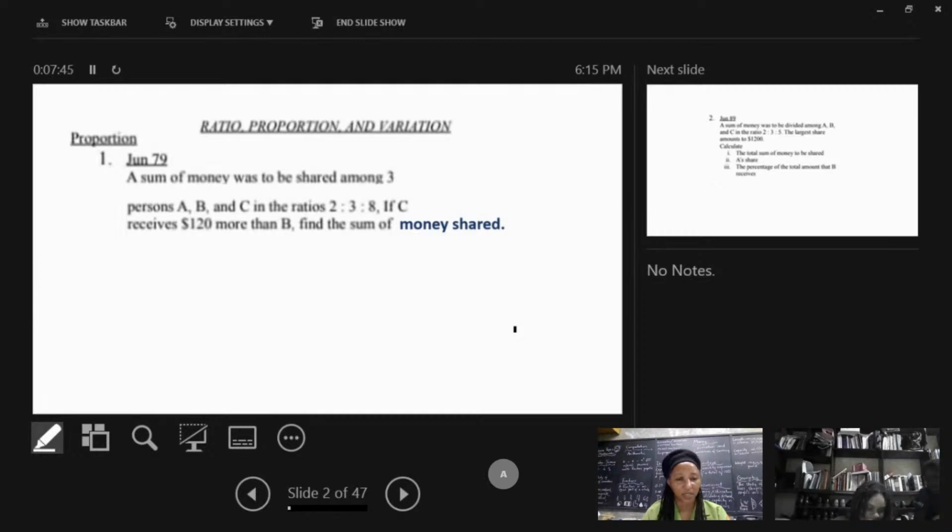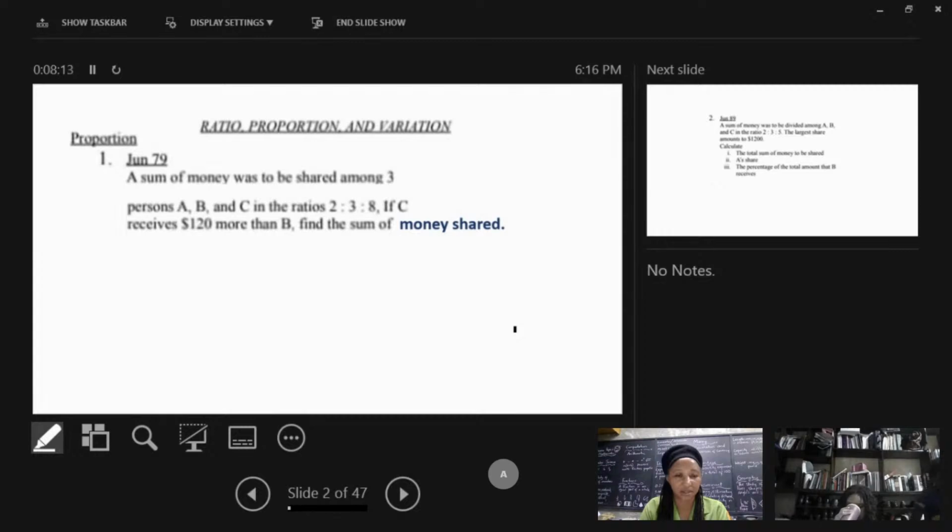3 divided by 120. That is if B got 120. If they told us that B got 120, then we would divide the 120 by B's ratio, which is 3, to get the unit value of the ratio. But B didn't get 120. C got 120 more than B. Okay, so, any ideas on how to approach this?